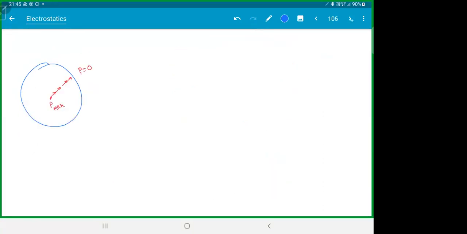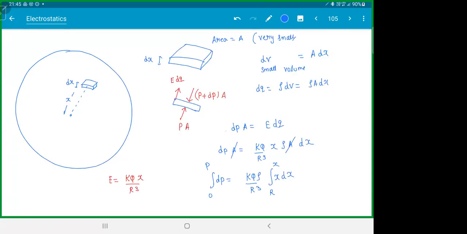So if I just solve this, I'll put it in the next space. The pressure P will be K Q rho by R cube. The result is more important, everyone. Then x square by 2, with limits from x to r. This will be K Q rho by 2 R cube. Actually, a minus sign should come somewhere.